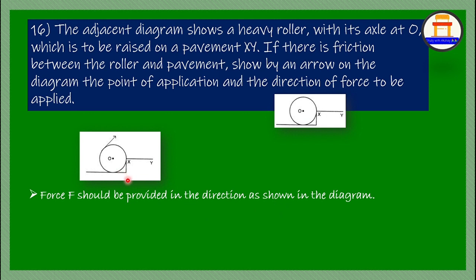Here I have not marked it. This is basically F, right? Let me write it. It is basically F, which will be applied in this direction, right?